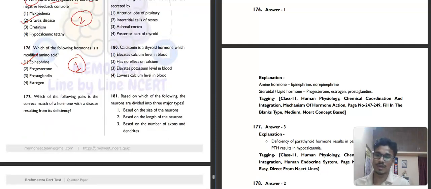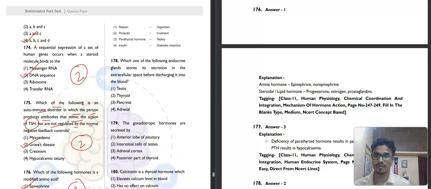Which of the following pairs is the correct match of a hormone with a disease resulting from its deficiency? Okay, let's see. Relaxin, gigantism, no. Prolactin, cretinism, no. Then parathyroid hormone, tetany, correct answer. Insulin, diabetes insipidus, no. Deficiency of parathyroid hormone results in parathyroid tetany, because low parathyroid hormone results in hypocalcemia.